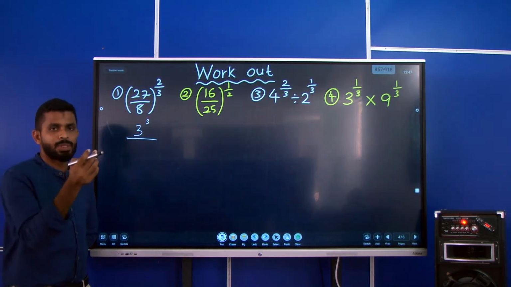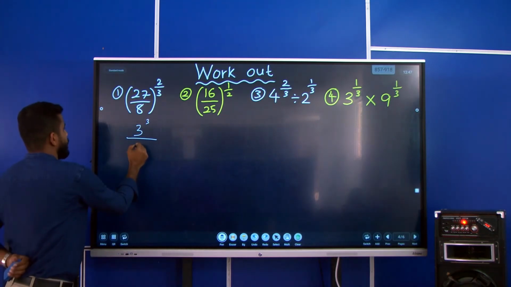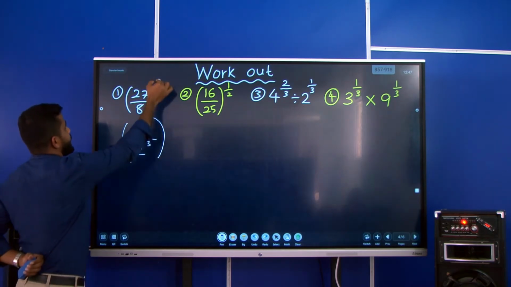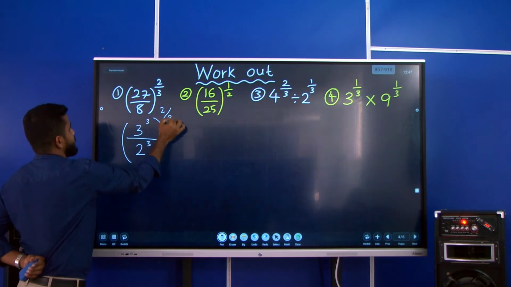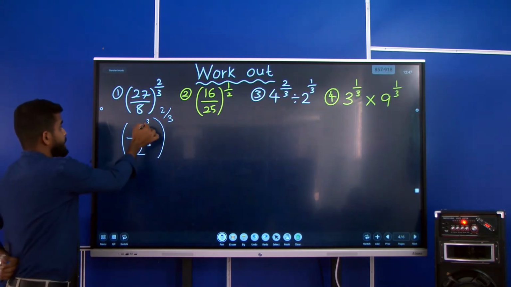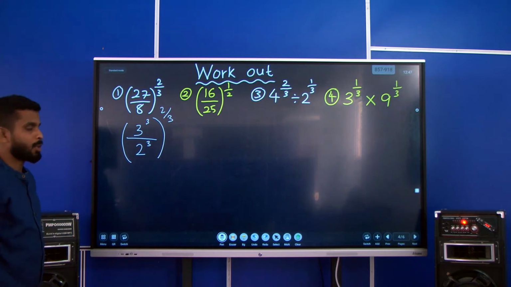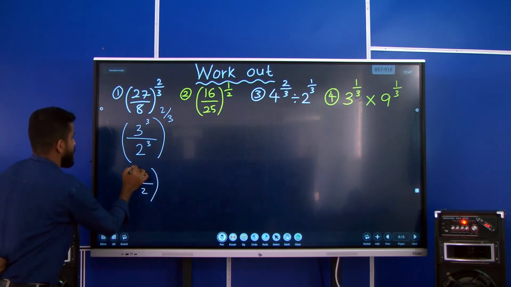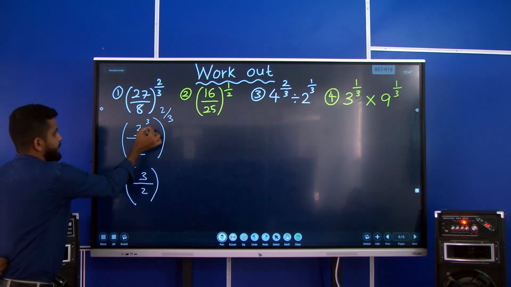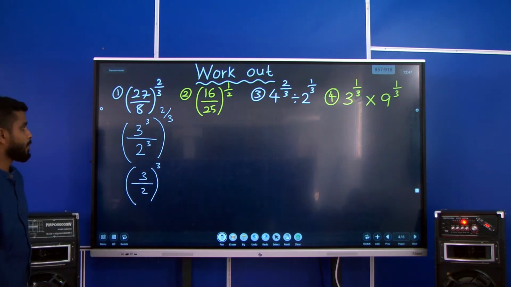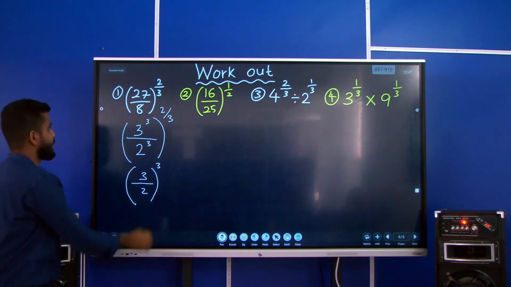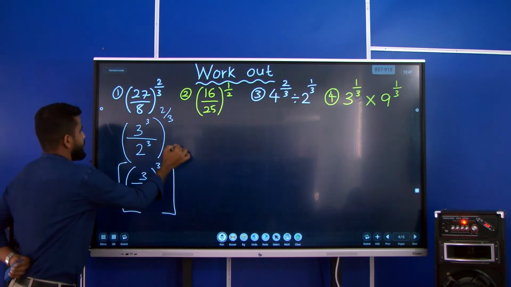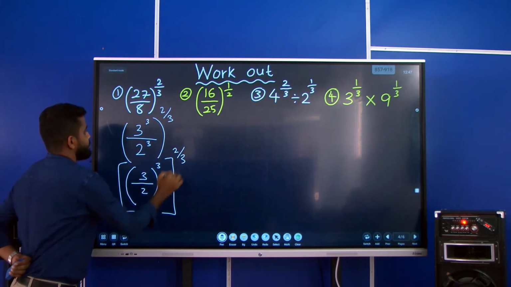I can write 8 as 2 times 2 times 2, therefore 2 to the power 3. Altogether, I can write the common index 2/3. Since this 3 is the common power, we can write 3 divided by 2. I'm going to write this 3 on top, since this 3 is common for 3 and 2. Now see here, if I keep the 3 here, this one would appear here.